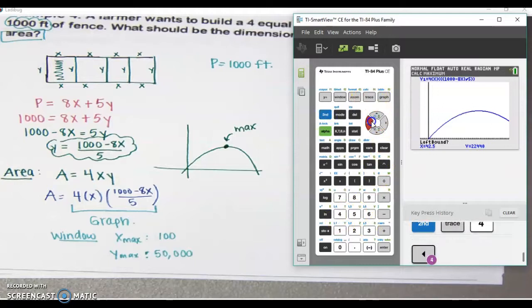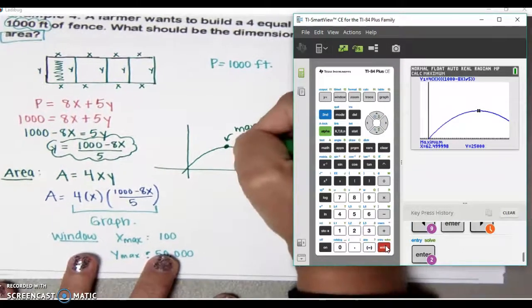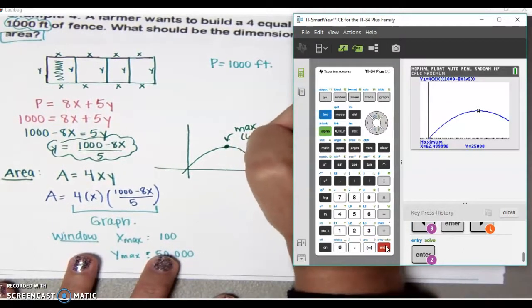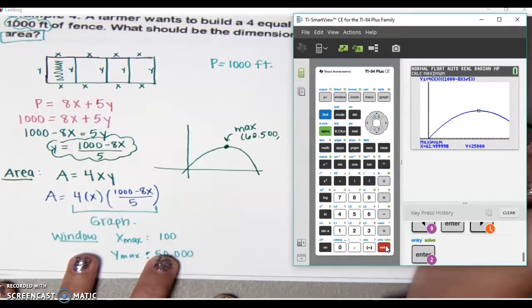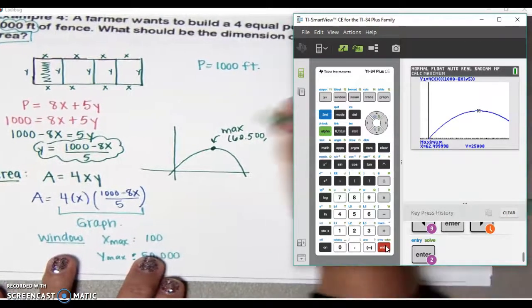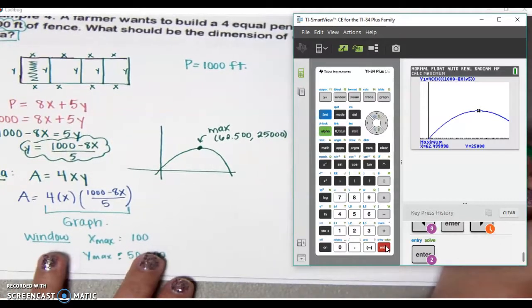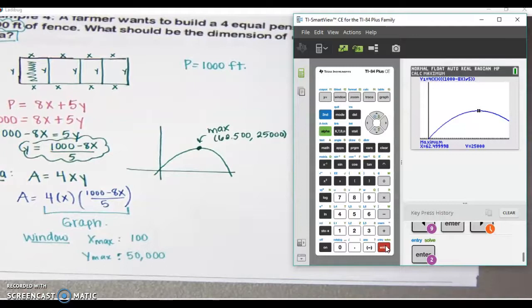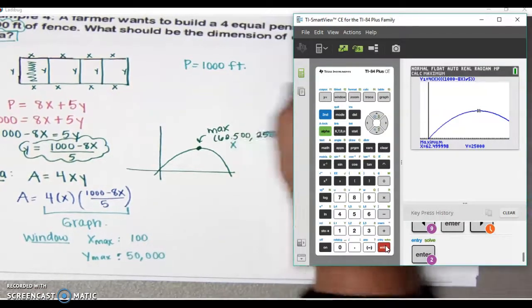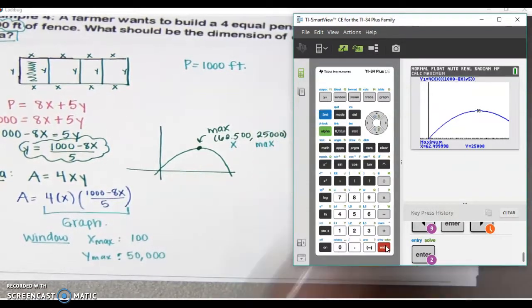Number 4. I'm going to move it to the left side, hit enter, move it to the right side, hit enter, and then guess and hit enter again. So it gives you 62.500 if we round, and then it gives you 25,000. So the 62.5 is your X value. The 25,000 is your max value.